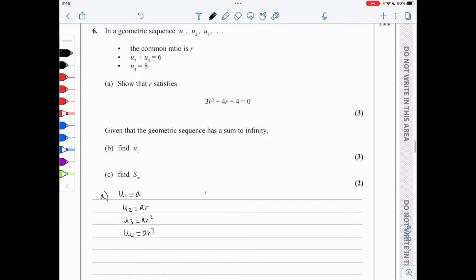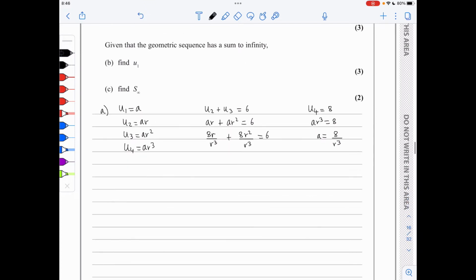We have that U2 plus U3 is equal to 6, and therefore AR plus AR squared is equal to 6. And we also have that U4 is equal to 8, so AR cubed is equal to 8. So A is 8 over R cubed. So we've got 8R over R cubed plus 8R squared over R cubed is equal to 6. This simplifies to 8 over R squared plus 8 over R is equal to 6.